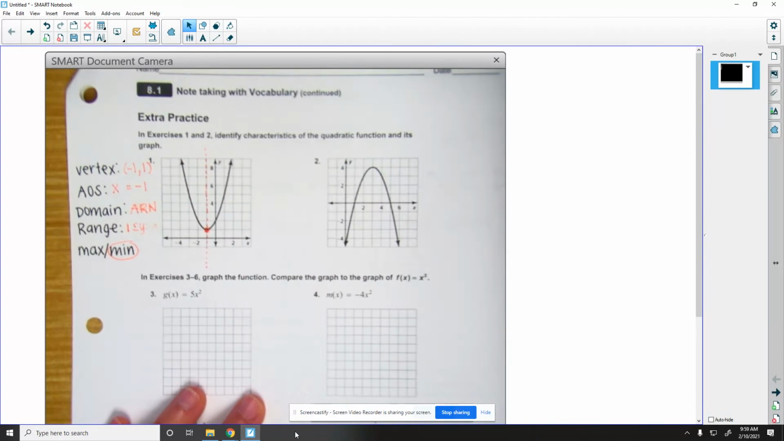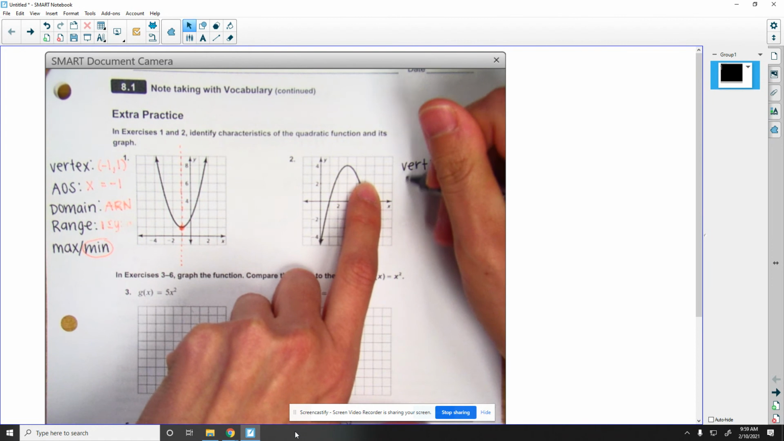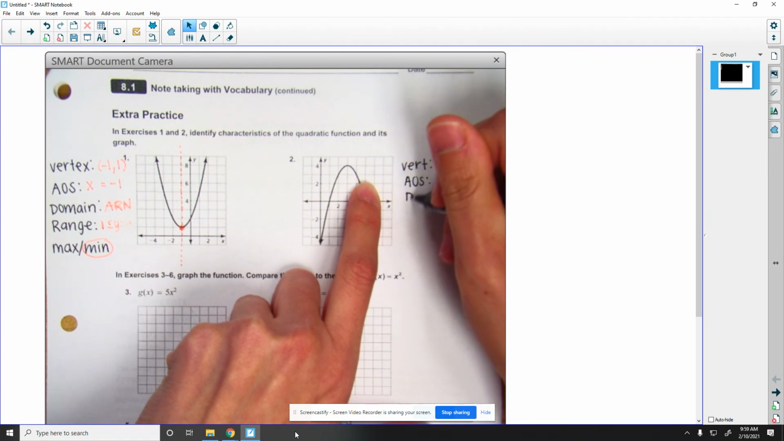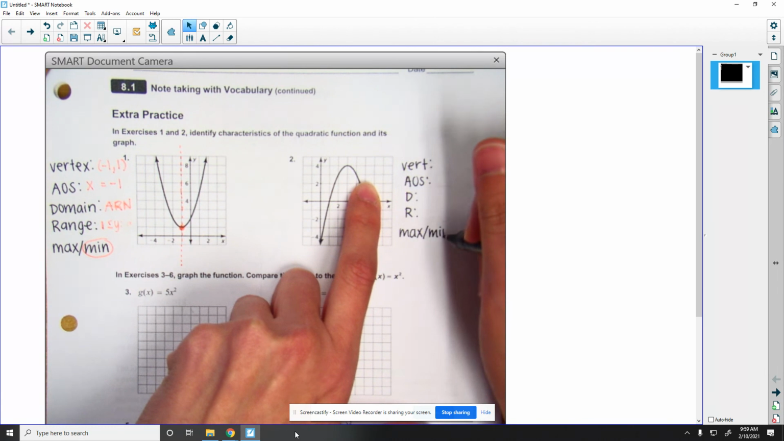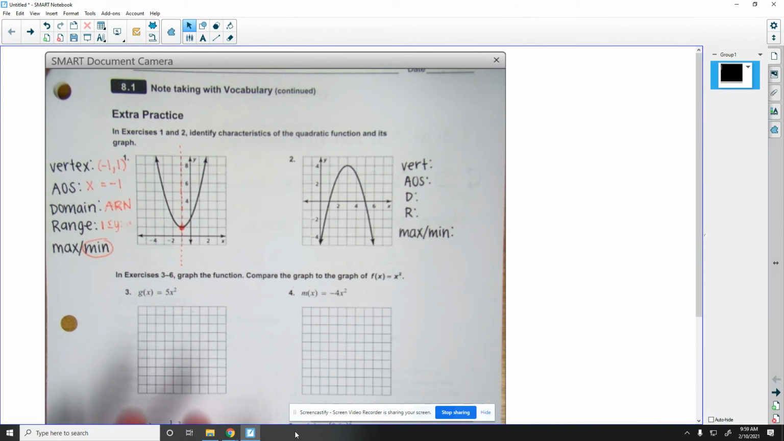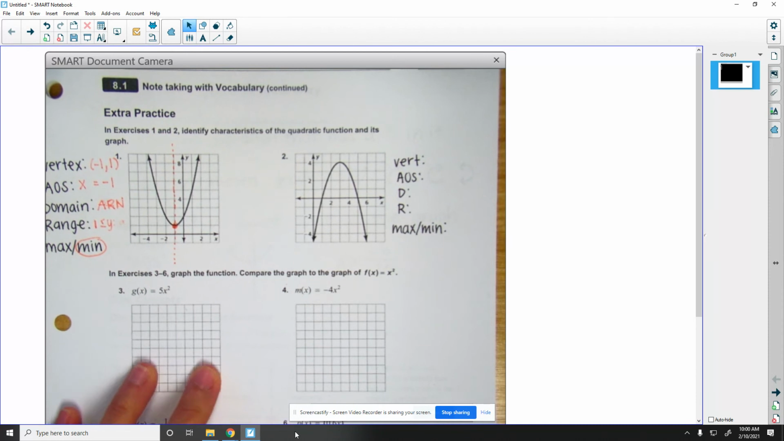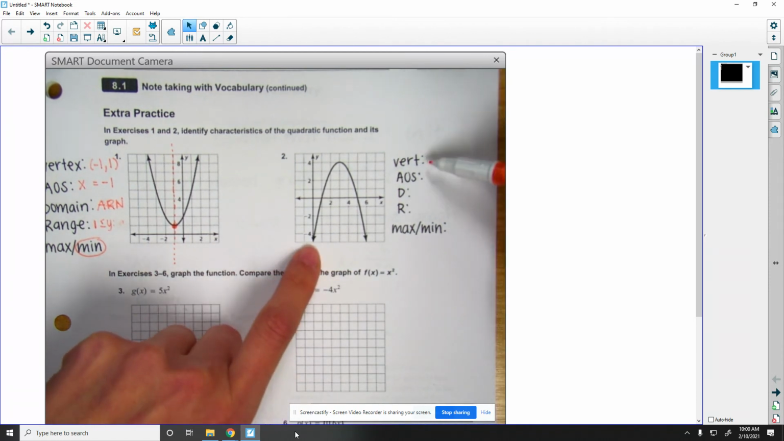So online kids, you are up for number 2. We have to figure out the vertex, the AOS, the domain, the range, and then the max min. We have to answer all those questions. All right, here we go. Somebody online, will you type or will you unmute yourself and tell us where is the vertex? What, comma, what?